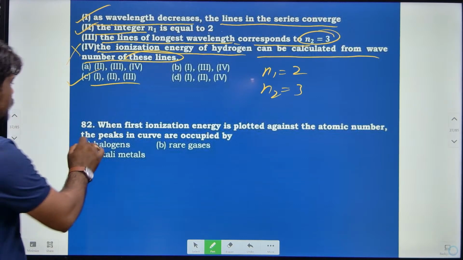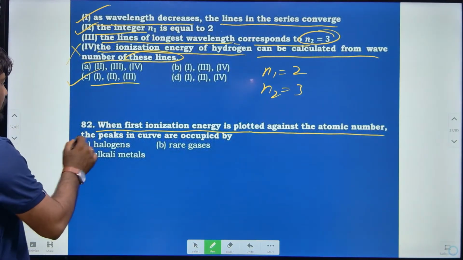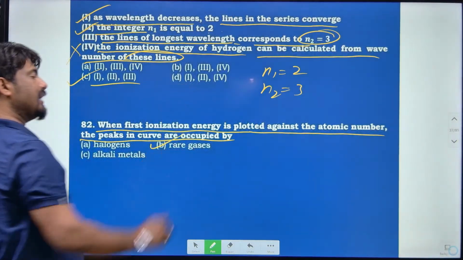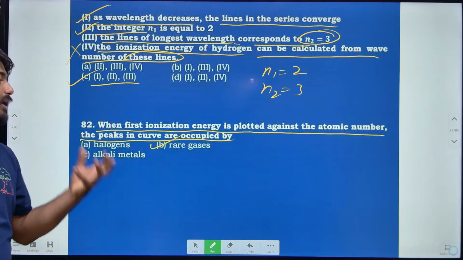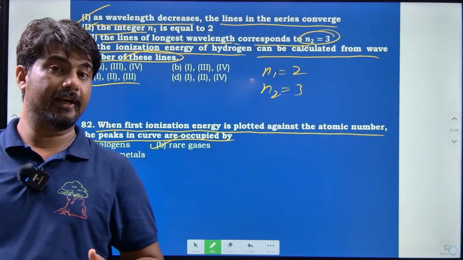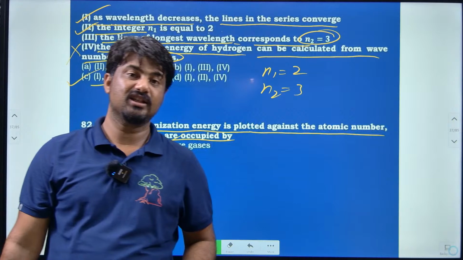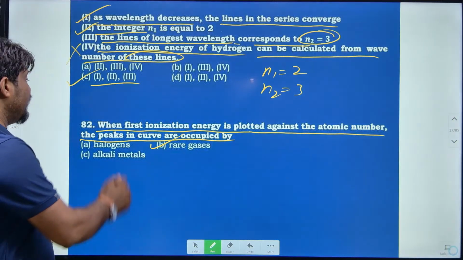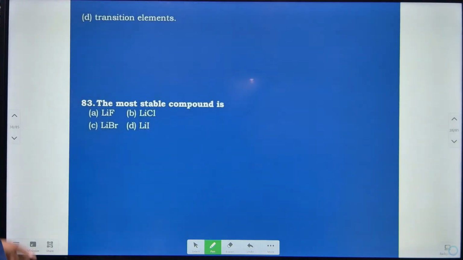Go to question number 82. When first ionization energy is plotted against the atomic number, the peak of the curve is occupied by which type of elements? Rare gases. Why? Because the rare gases have completely filled outermost octet state. Because of the completely filled valence orbitals, the energy required becomes more. That's the reason why the peak of the curve is highest. Hence option B is the right answer.